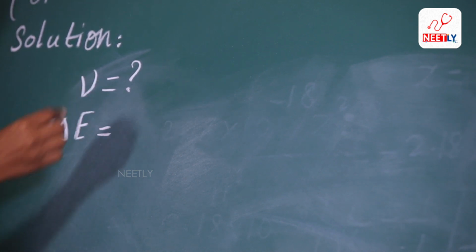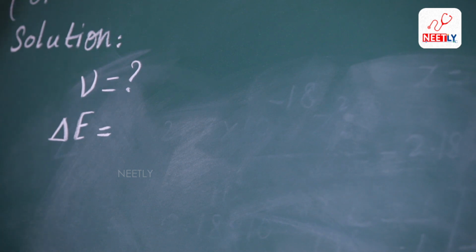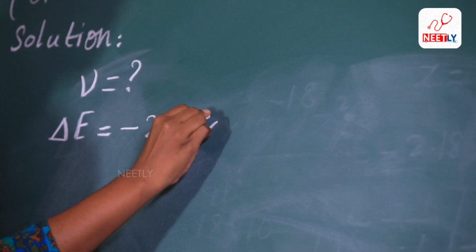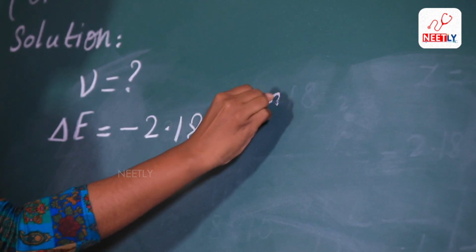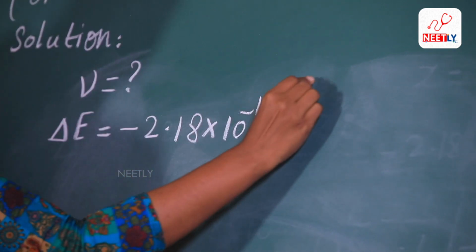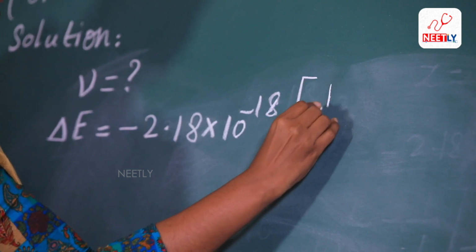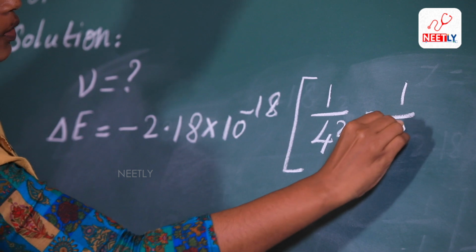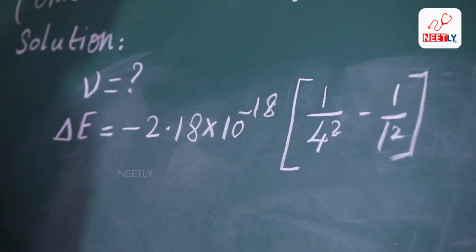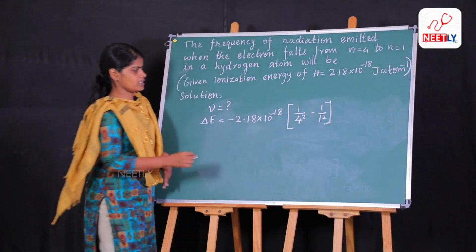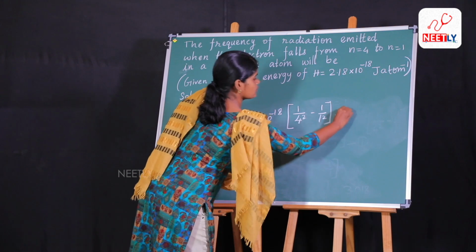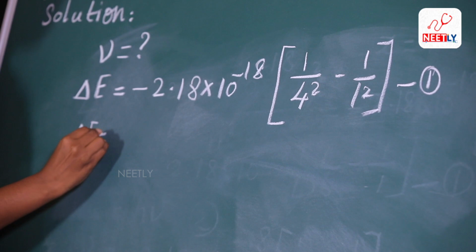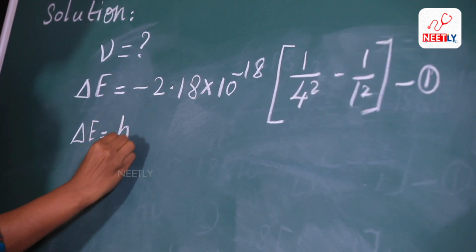the transition from n = 4 to n = 1 is ΔE = −2.18 × 10^-18 × (1/4² − 1/1²). We can take this as equation 1, and we know that ΔE = hν.